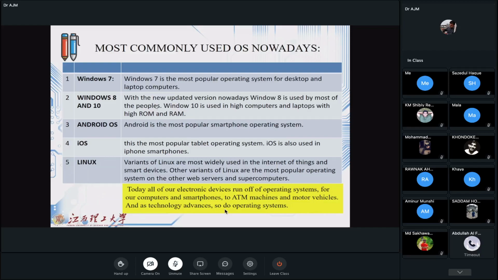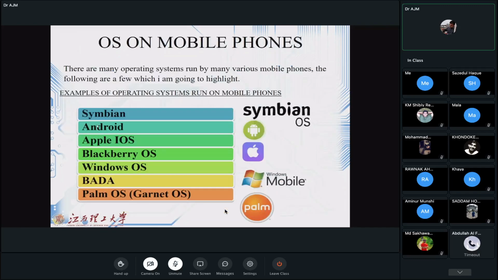Nowadays, as I say, we have these OS which are used more. Suppose Windows 7 is the most popular one. Windows 8 and 10 are the second stage. Then we have Android OS, iOS, and Linux, which have another rank for us.